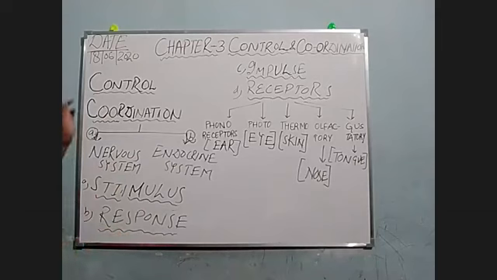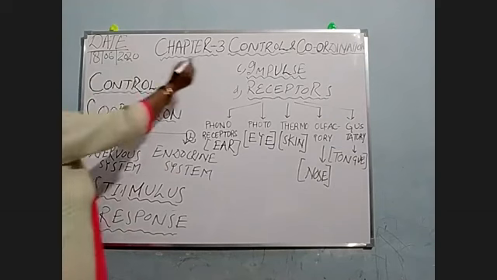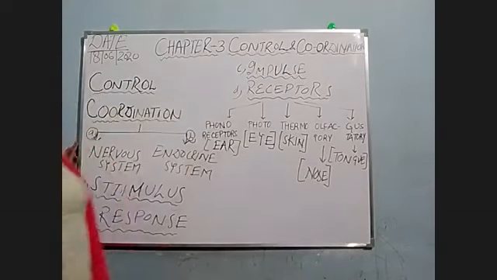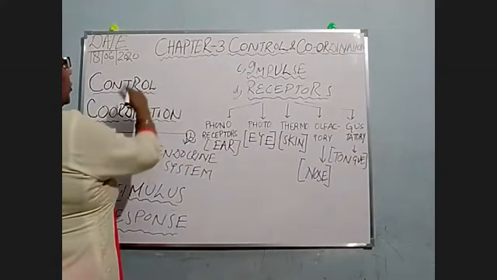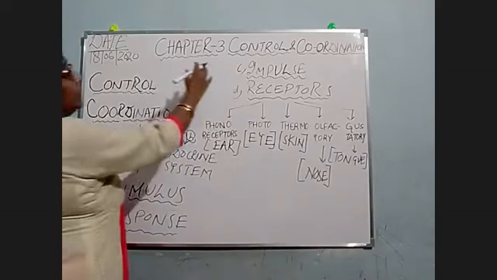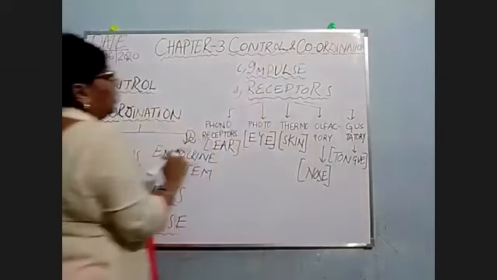Already we have completed the 2 chapters, that is life processes and our environment. Today I'm going to start the 3rd chapter, that is control and coordination. This is a very, very important chapter. So before starting the other topics, we will discuss what is control and what is coordination.